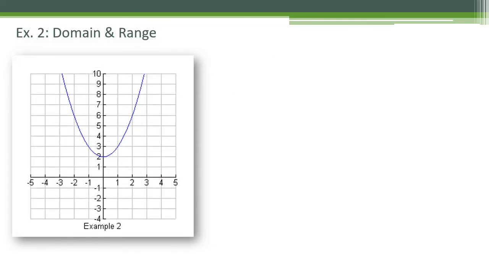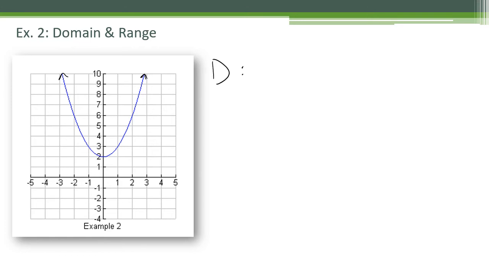Next example, and I'm going to add something to this. We're going to add arrows to the end, because if I don't have arrows, that changes things. Those arrows indicate that my graph continues onward and upward forever, to infinity and beyond. Domain and range. So let's start with domain.